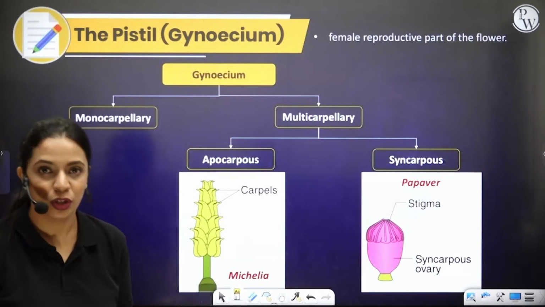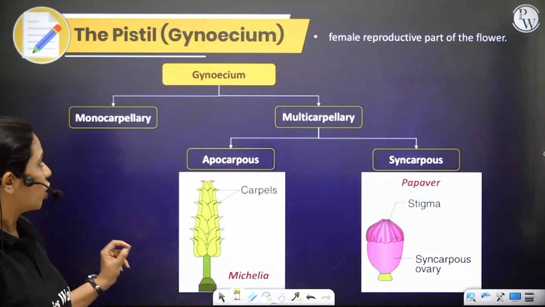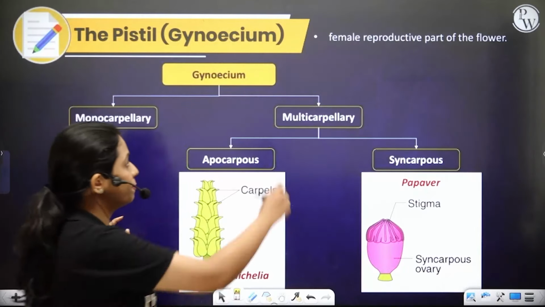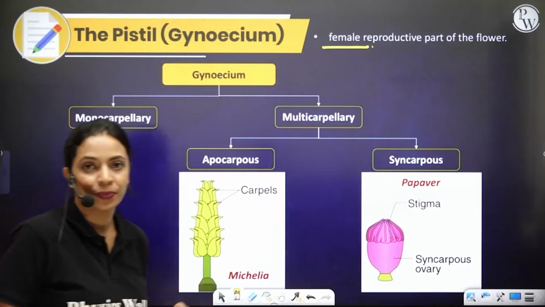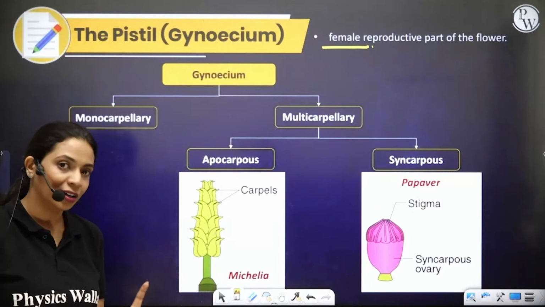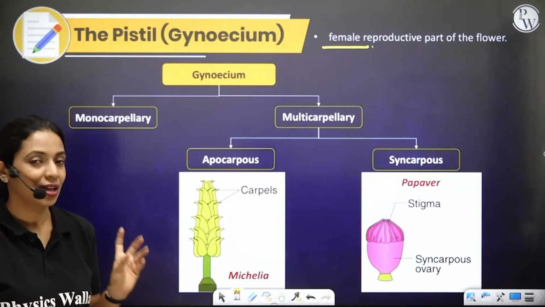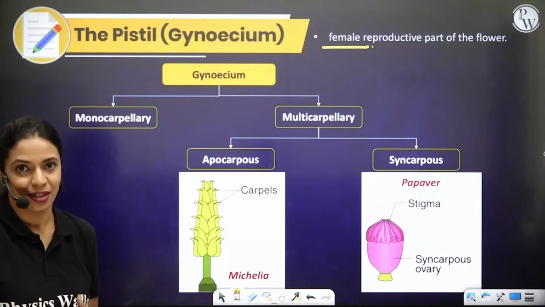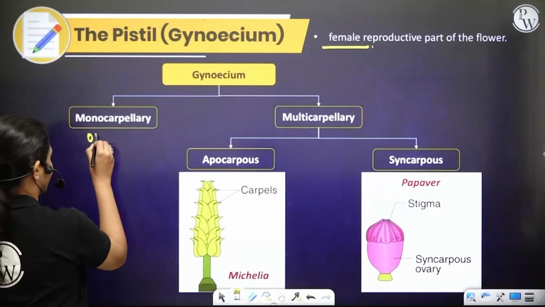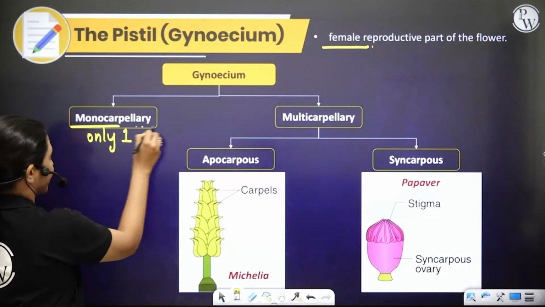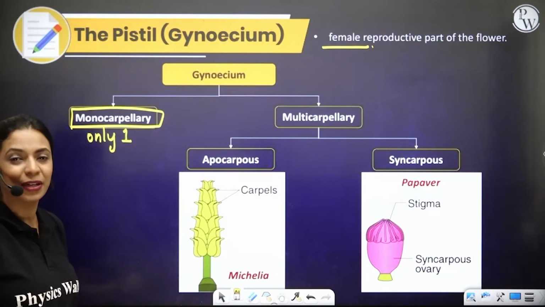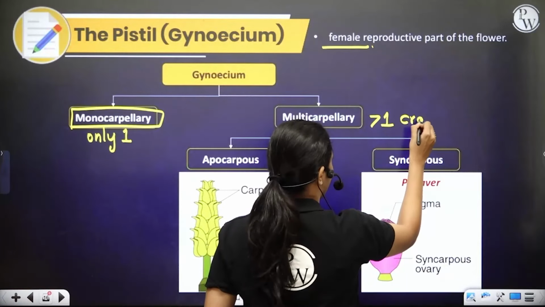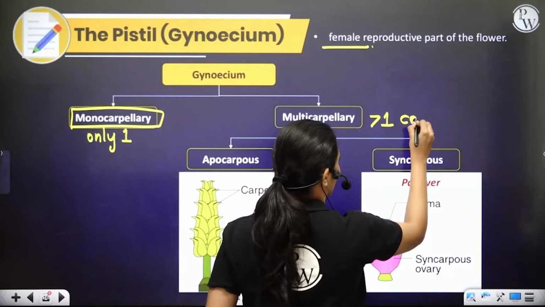Okay. Now, that's about pollen grains. Now, let's talk about the gynoecium or the pistil, which is the female reproductive part of the flower. In a flower, you can have one carpel or more than one carpel. Carpel is the unit of gynoecium. Single, individual units are called carpels. If there's only one carpel in a flower, we say that the gynoecium is monocarpellary. If there is more than one carpel, we say that it is multicarpellary.